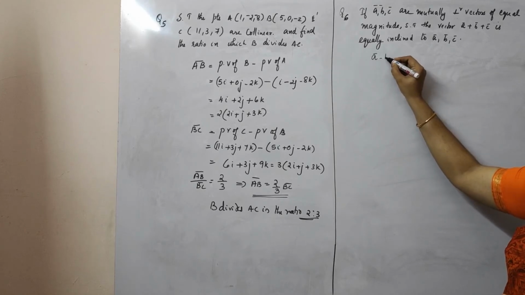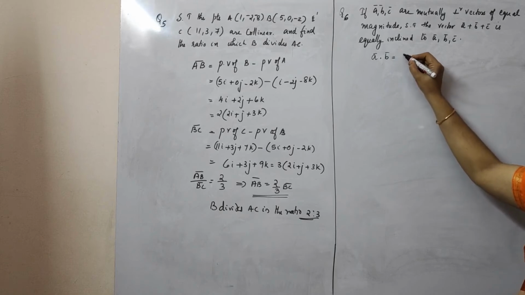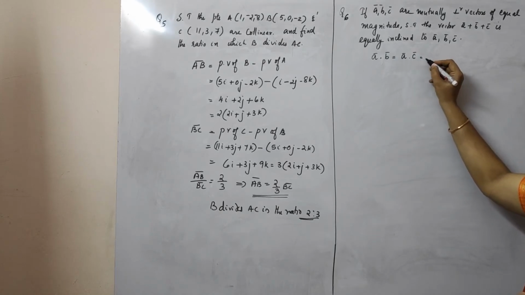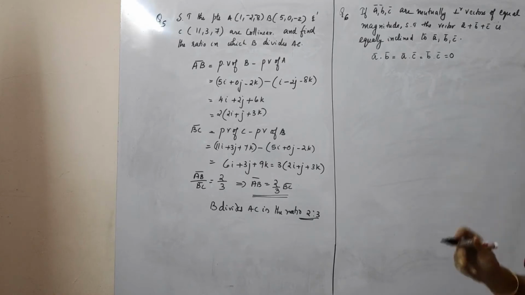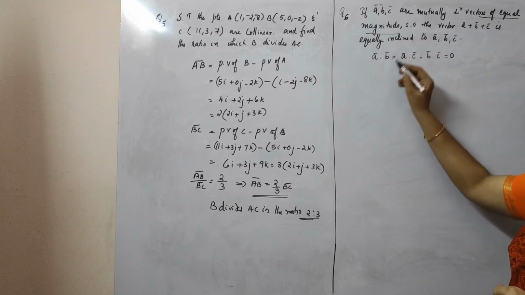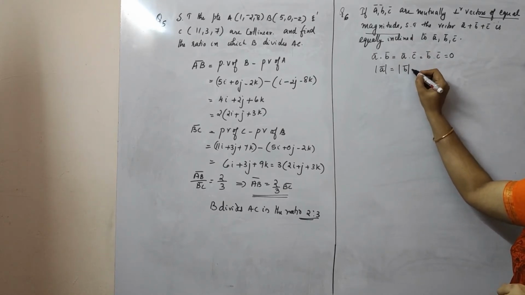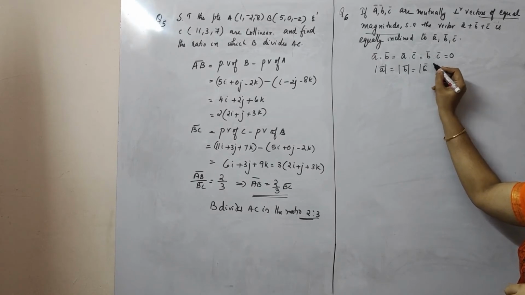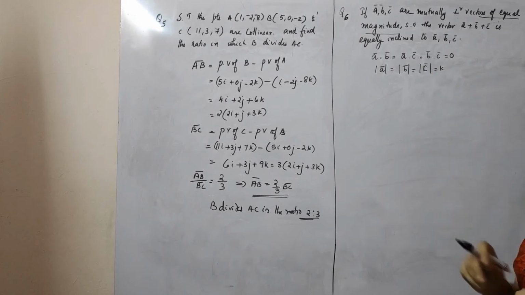Mutually perpendicular means what? Vector A dot vector B is equal to vector A dot vector C is equal to vector B dot vector C, which is equal to 0. When the vectors are mutually perpendicular, their dot product is equal to 0. And it is also said that they are of equal magnitude. That is, magnitude of vector A equals magnitude of vector B equals magnitude of vector C. I take this as a constant value, say k.